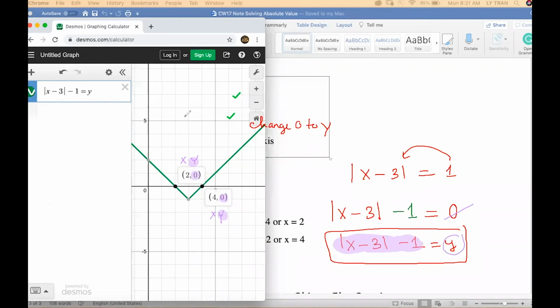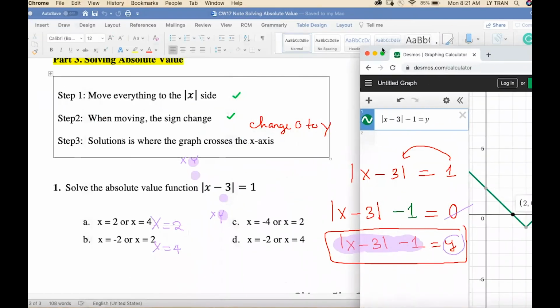But right now we don't care about y. We only care about x as the solution. So x equals 2 and x equals 4 is your answer. Just like that. Okay, so here we go. Let's check. Do we have that? x equals 2, x equals 4. Okay, so answer choice A will be our answer. Wonderful. Okay. All right, so I really hope this makes sense to you.